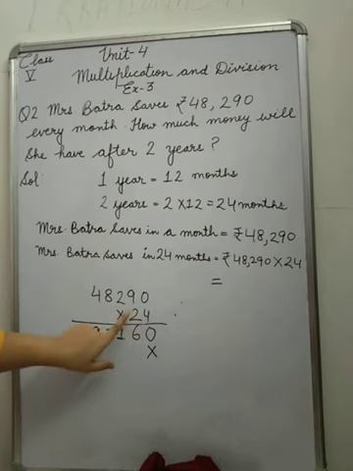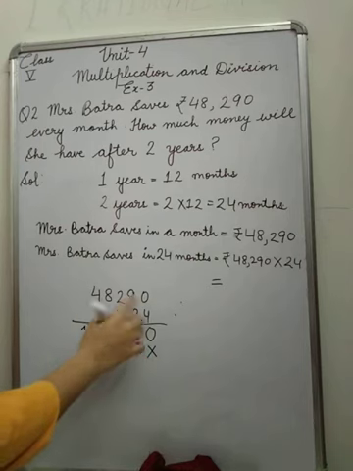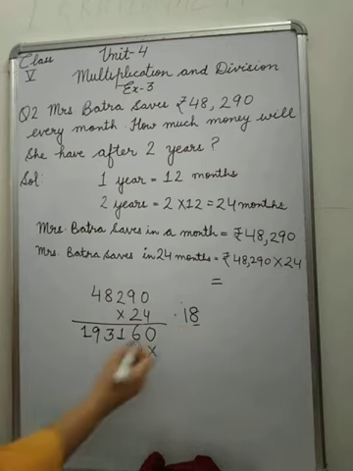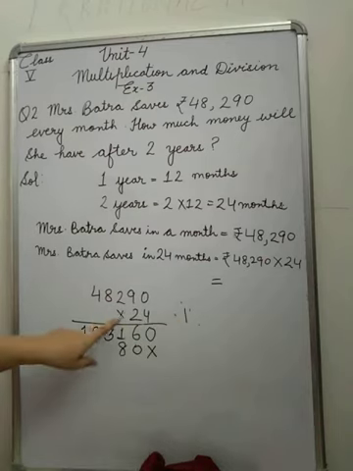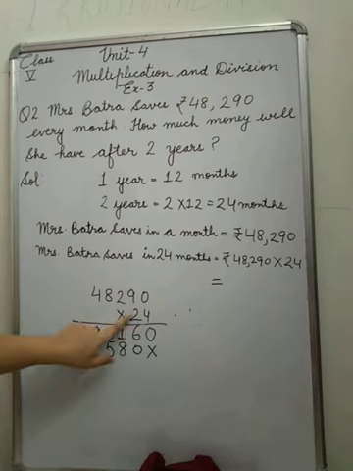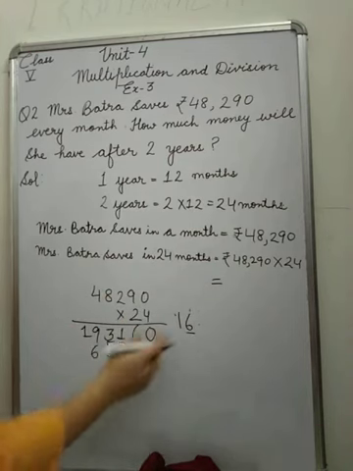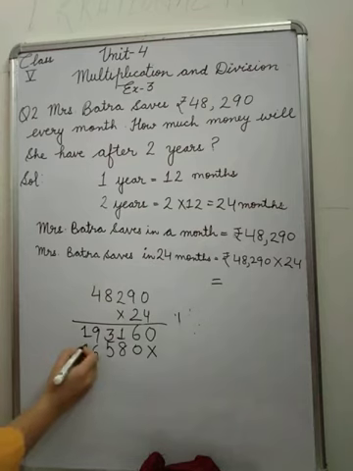Multiplication with this 4 is done. Now 2 zeros are 0, 2 nines are 18. Now 8 will come here, 1 is carry. Now see the next. 2 4s are 8, 8 plus 1 is 9, so write it here. Now 2 8s are 16, that 6 will come here, 1 is carry. Now 2 4s are 8, 8 plus 1 is 9. So write it here.